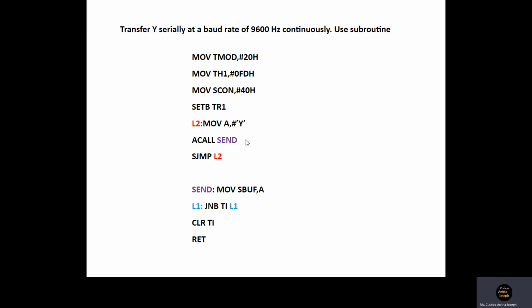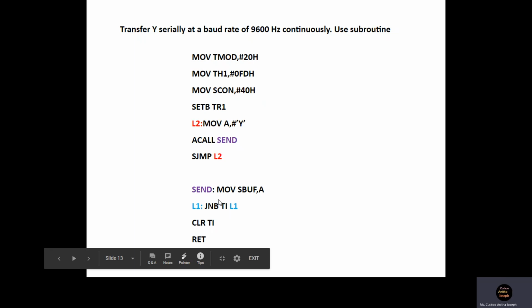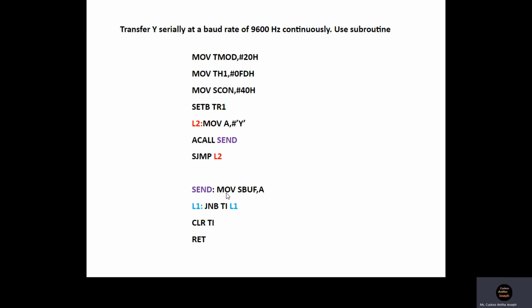Now let's look at the subroutine SEND. We have used the label SEND here. So the first instruction of the subroutine should have the same label SEND. And the instructions in the subroutine are as follows. We have to transfer the contents of the accumulator serially. So when you have to transfer a byte serially, you have to copy that byte into the SBUF register. That is the instruction that will transmit the byte serially. So now the data to be transmitted is in the accumulator. It has to be copied into SBUF. The instruction for that is MOV SBUF, A.